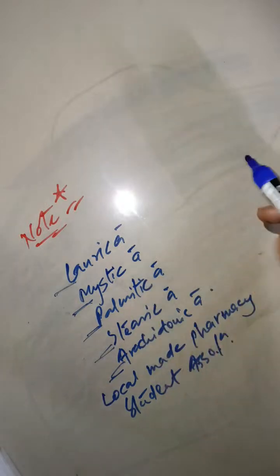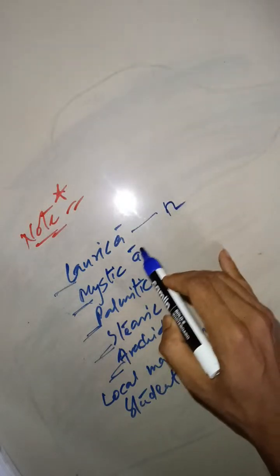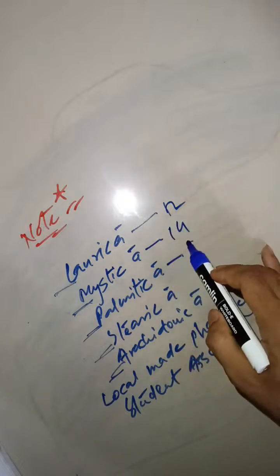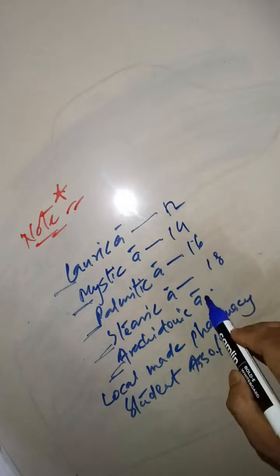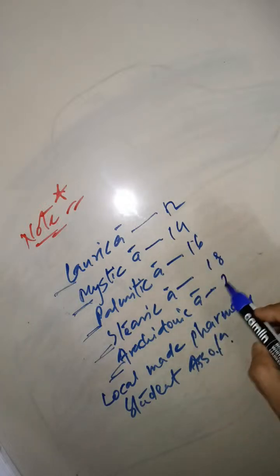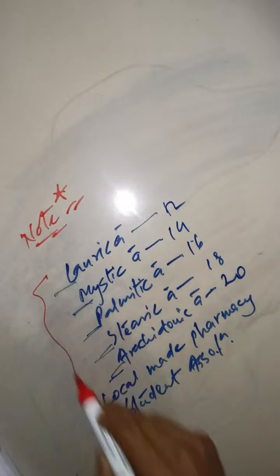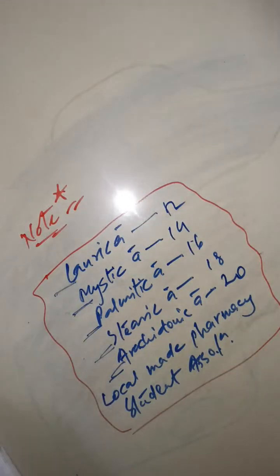So in lauric acid you will see 12 carbon. In myristic acid you will see 14 carbon. In palmitic acid you will see 16 carbon. In stearic acid you will see 18 carbon. And in arachidonic acid you will see 20 carbon. So this is the most important table you can remember for the preparation of GPAT, NIPER or anything. Note it down.